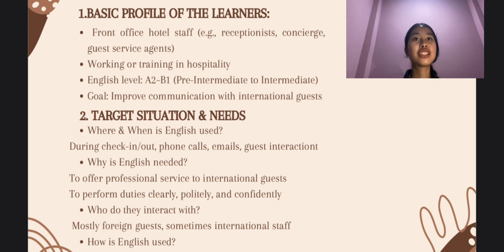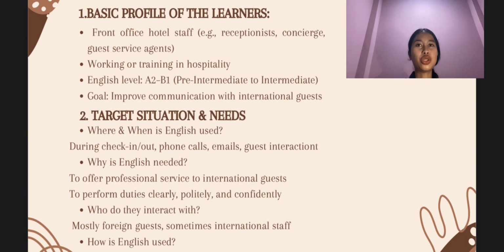Second, the target situation and learner needs. These learners use English mainly at the hotel front desk while interacting with international guests. They often speak English when welcoming guests, checking them in or out, explaining hotel services, answering phone calls, handling complaints, and giving local recommendations. The target needs.